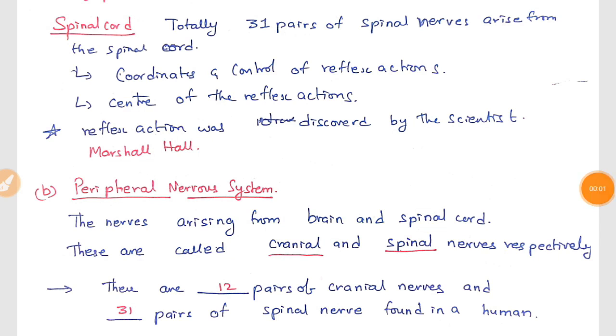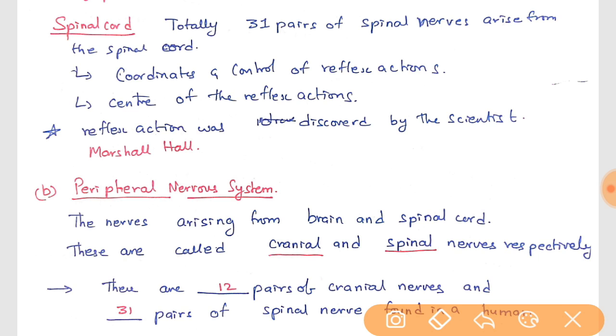Spinal cord. Totally 31 pairs of spinal nerves arise from the spinal cord. What does the spinal cord do? The spinal cord coordinates and controls the reflex action of our body, friends, and it is also the center of the reflex action. The spinal cord reflex action was actually discovered by the scientist called Marshall Hall. Okay, friends, by this we have completed the central nervous system, and the second one is called the peripheral nervous system.